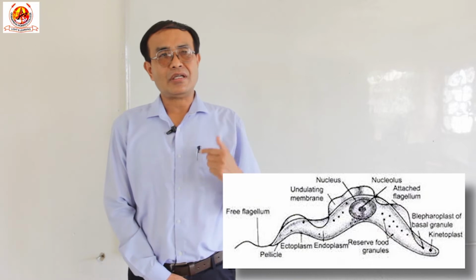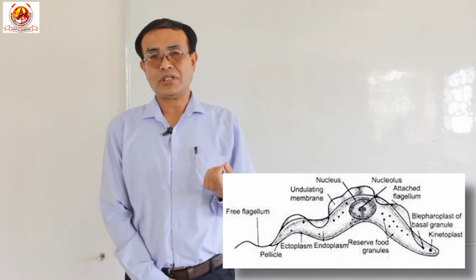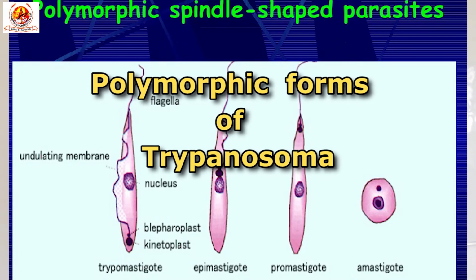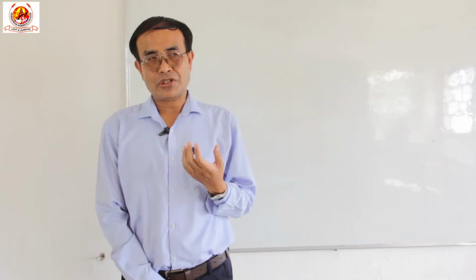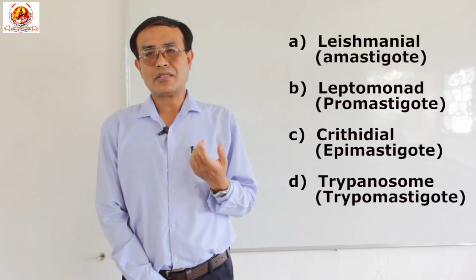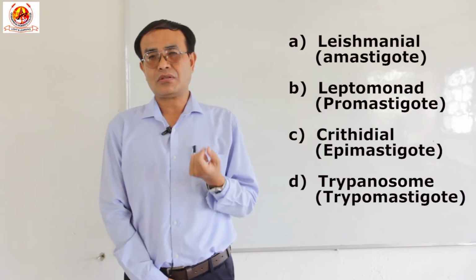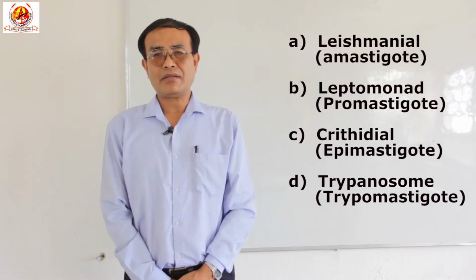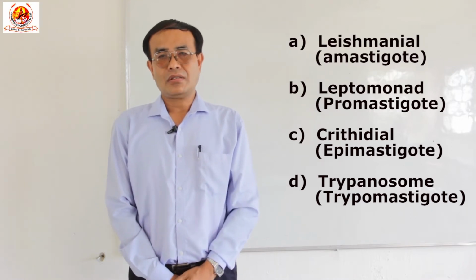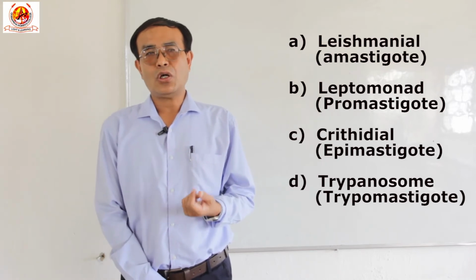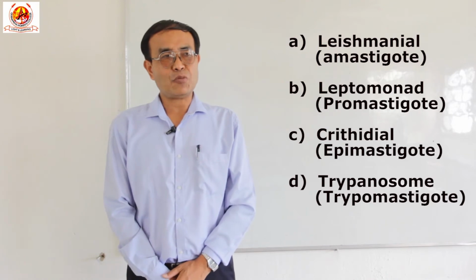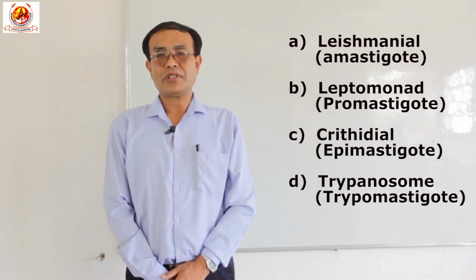Now let me come to another important topic, the polymorphic forms of Trypanosoma brucei gambiense. There are four forms: amastigote, which is leishmanial; epimastigote, which is crithidial; promastigote, which is leptomonad; and trypomastigote, which is trypanosome. Let me explain the polymorphic forms.